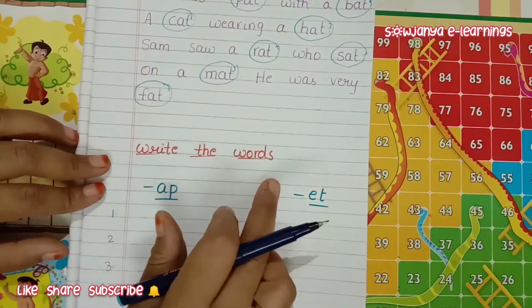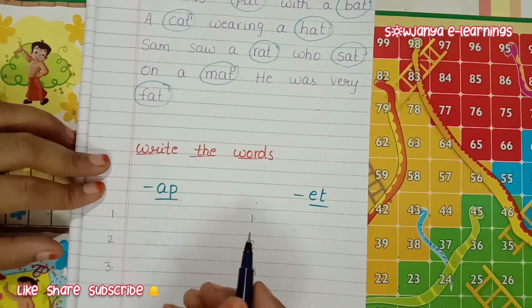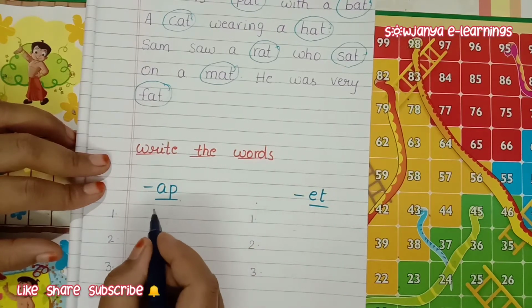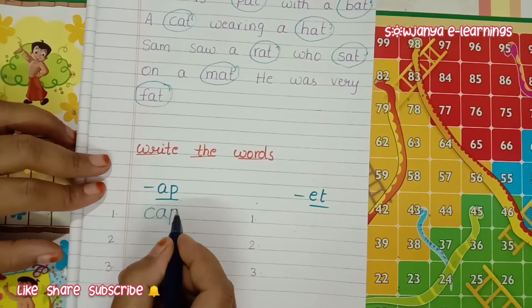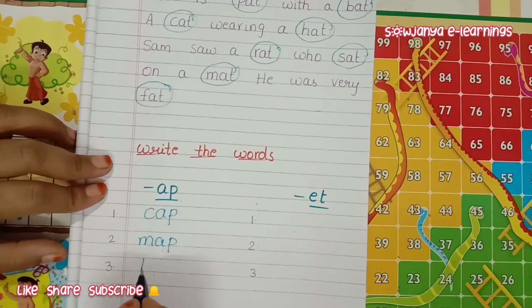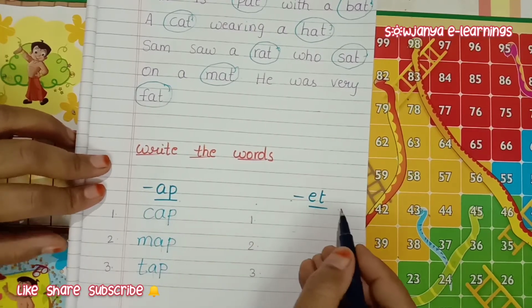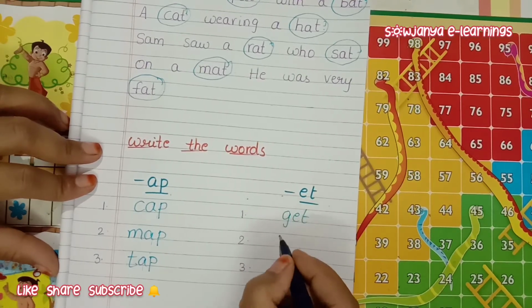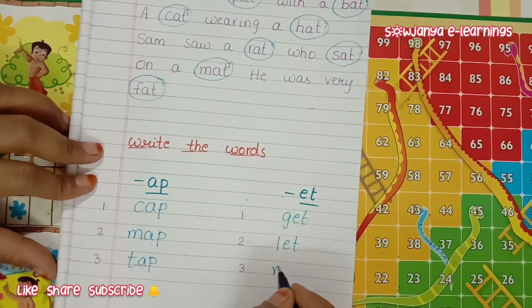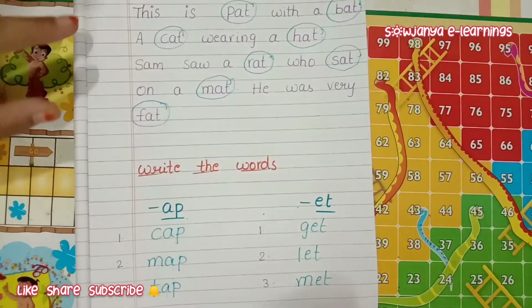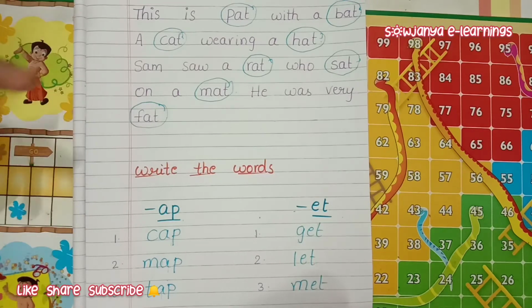Now, write the words. Here, ap. The words end with the sound ap. Cap. Map. Tap. Next, here at sound words. Get. Let. Met. So, give them different types of worksheets like this and make the kids practice.